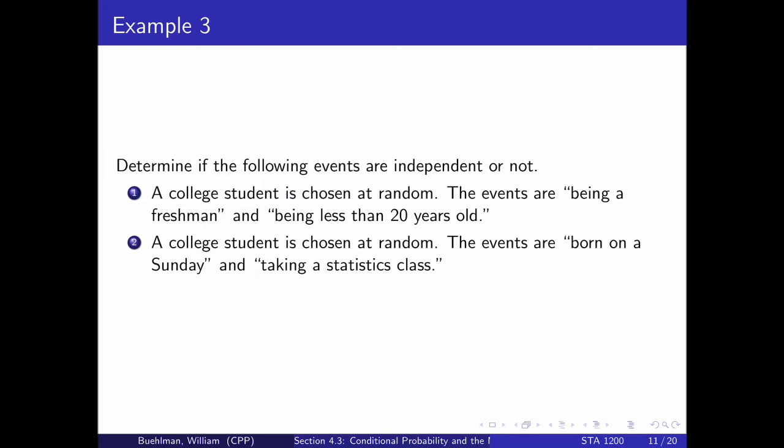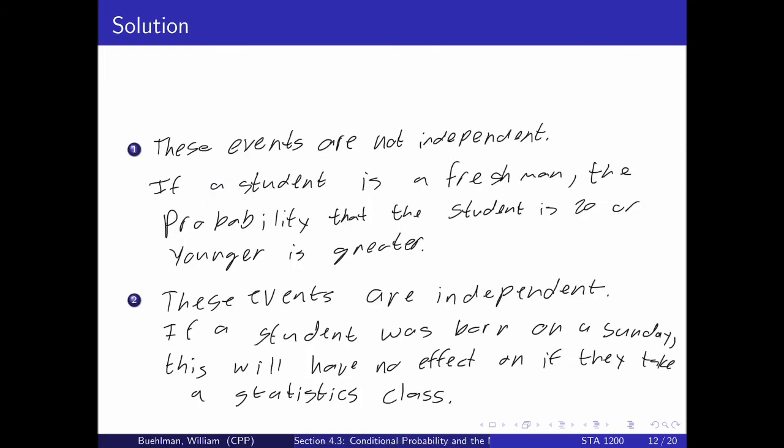And then the second one: a college student is chosen at random, again, and the events are that they were born on a Sunday and they're taking a statistics class. So are being born on a Sunday and taking a statistics class independent or dependent events? The solutions are as follows.